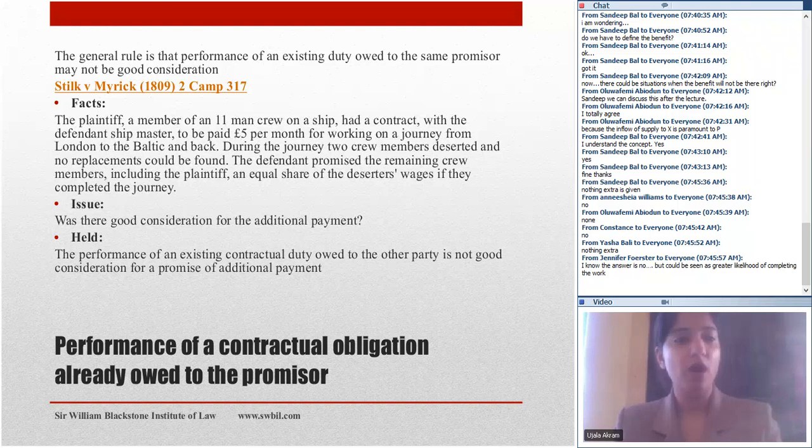So the issue was, was there good consideration? And the general rule applies here: the performance of an existing contractual duty owed to the other party is not good consideration for a promise of additional payment. It is very likely to see this kind of situation in an exam question. I have seen it many times in an exam, so it is an important thing you need to know and grasp, and it is not very hard, I think.